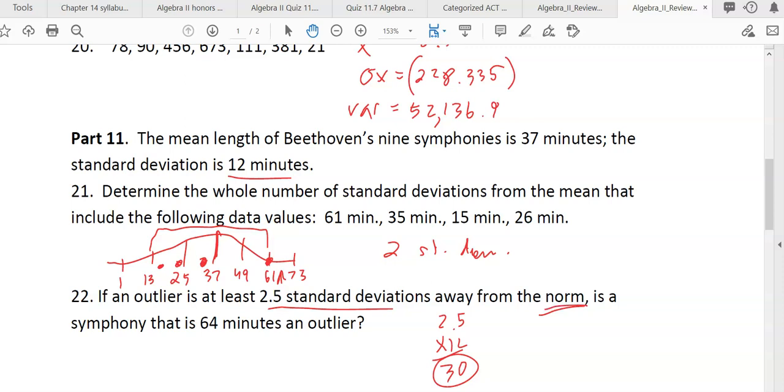Okay, so we're going to say that for the median. So if we use a mean of 37 plus 30 is 67. So 67 is kind of the unofficial number there. 64 is within 67, so I would say no, it's not an outlier. So how I did that is I took the middle or the norm, which is 37, and I added 30, which is 2.5 times the standard deviation, to get 67. Anything past that would be an outlier.